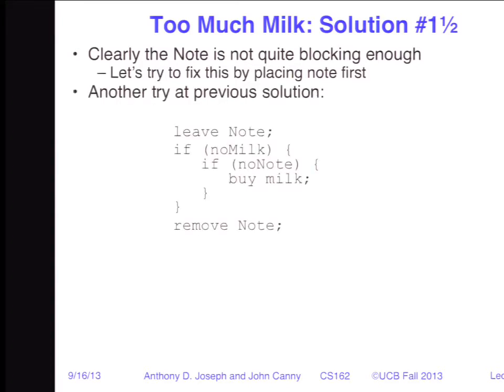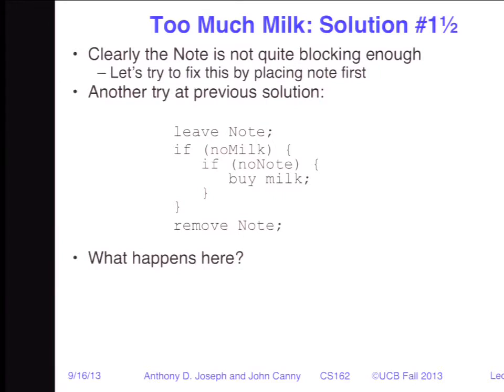So here's our new code. We leave a note. And then if there's no milk and no note, we buy milk. And then we remove our note. So what happens in this case? You find your own note. And so what does that cause to happen?